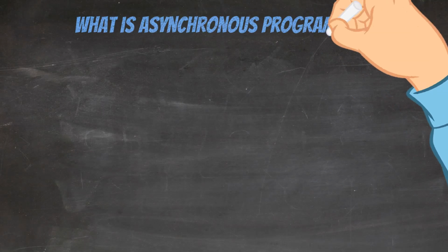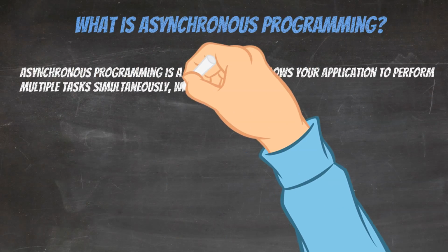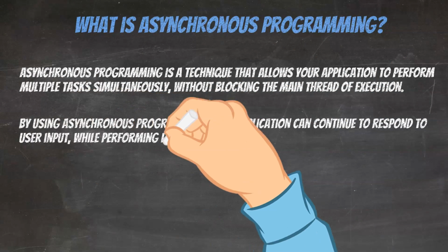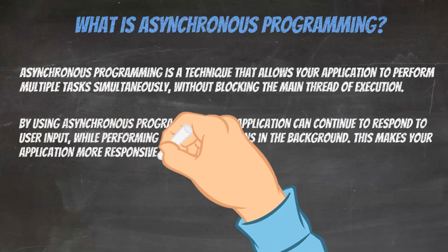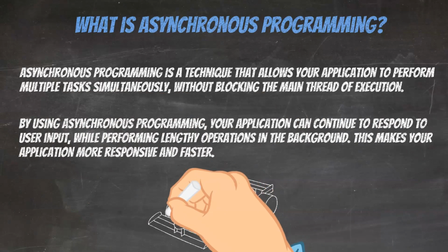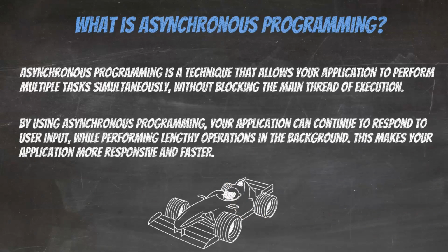What is asynchronous programming? Asynchronous programming is a technique that allows your application to perform multiple tasks simultaneously, without blocking the main thread of execution. By using asynchronous programming, your application can continue to respond to user input, while performing lengthy operations in the background. This makes your application more responsive and faster.